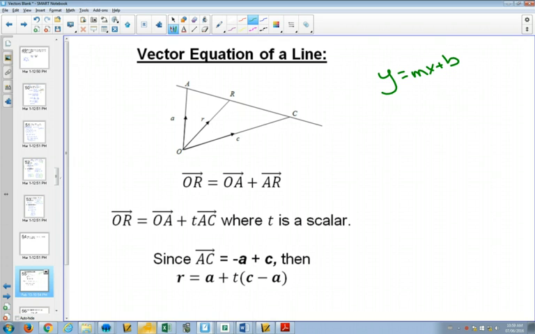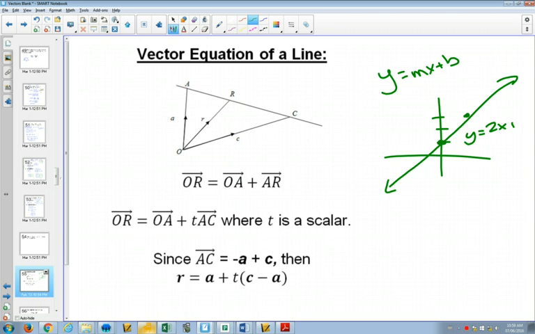So if you had a y-intercept of 1 and a slope of 2, you'd go up 2 over 1, and you'd have that equation, y equals 2x plus 1. But that only works for two dimensions. What we're going to look at is how we can use vectors to make an equation of a line so that we can have an equation of a line in 2 dimensions and in 3 dimensions as well.